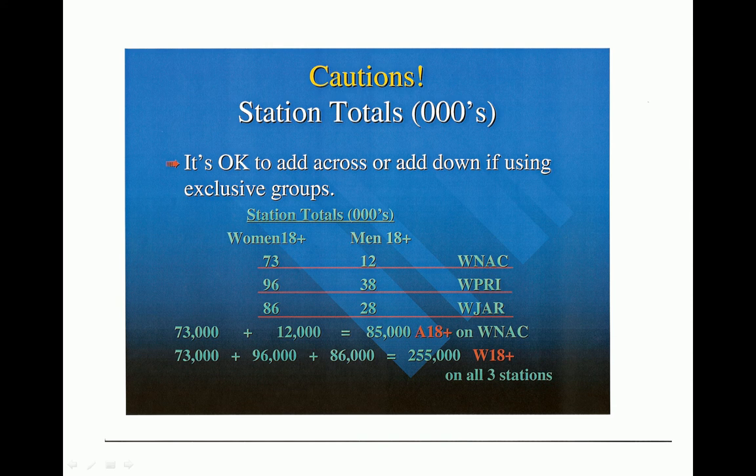Well, if it's saying exclusive groups, you can add down, so 73,000 plus the 12,000 is here, and you get 85,000. So what they did is they said, look, it's women and men. Well, they're all 18 plus, so we just make them all adults, so we can add across in this particular situation. We can add down, of course, 73 here, 96 here, 86 here, 255,000 women 18 plus on all 3 stations. So we reached 255,000 women 18 years of age or older.